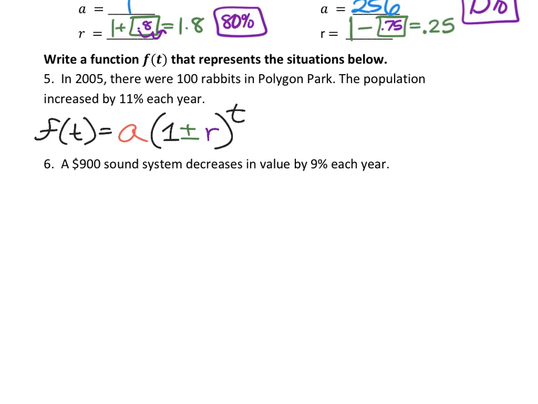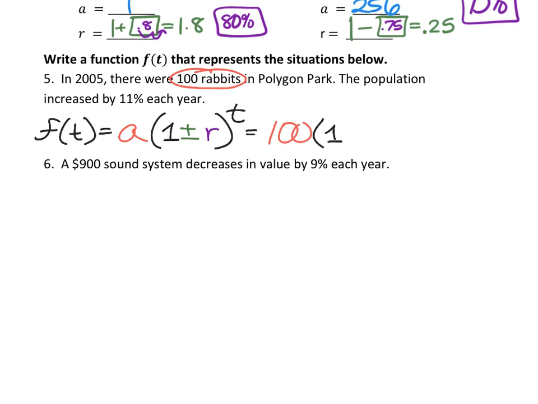So we read this first part. It says, in 2005, there were 100 rabbits in Polygon Park. The population increased by 11% each year. What does 100 rabbits represent? Our y-intercept, or A. Very good. So 100 goes right there.